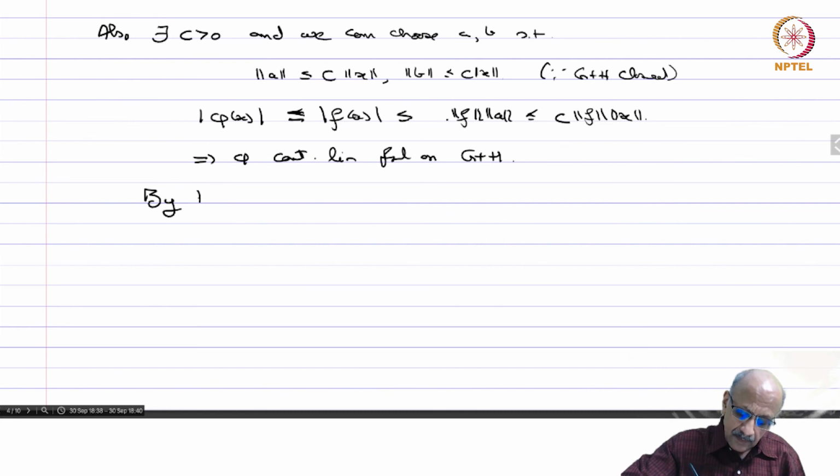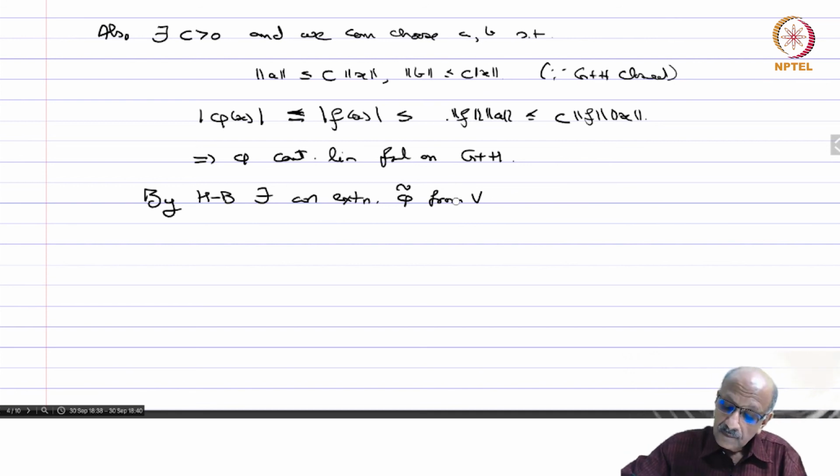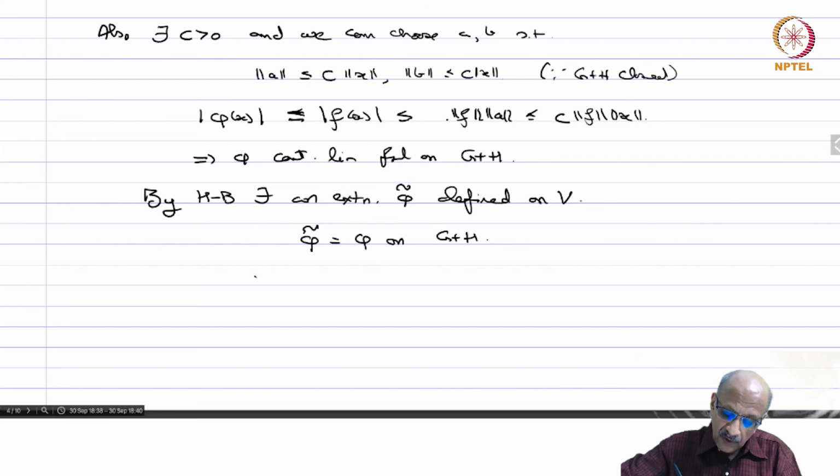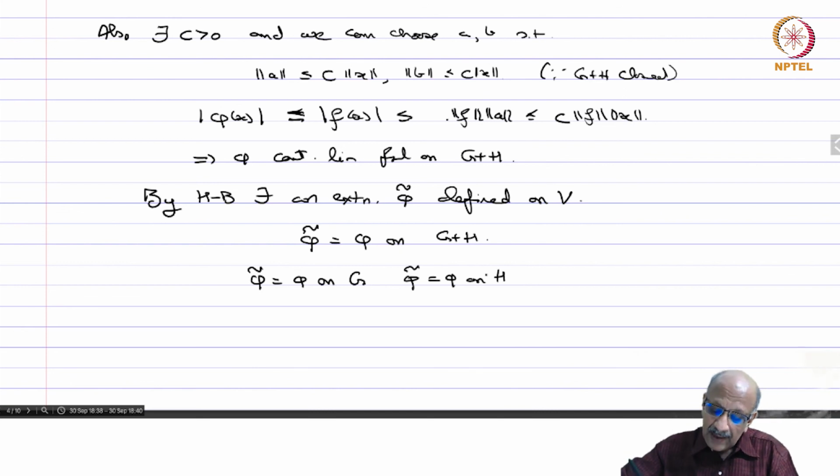Therefore, by Hahn-Banach, there exists an extension phi tilde defined on V. So phi tilde will be equal to phi on G plus H. Therefore, phi tilde equals phi on G and phi tilde equals phi on H independently, and so this is equal to 0 because phi is 0 on H, because any element in H can be written as 0 plus itself, and therefore f of 0 is 0. So on H this function phi is just 0.